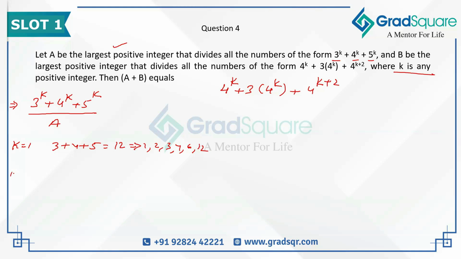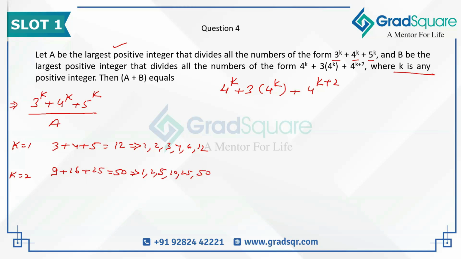Remember this. Now let's put k equals 2 and see what happens. If you put k equals 2, 3 squared will give you 9, 4 squared will give you 16, and 5 squared will give you 25. 16 plus 9 will become 25. This will become 50. What are the factors of 50? 1, 2, 5, 10, 25, and 50 will turn out to be the factors of 50.